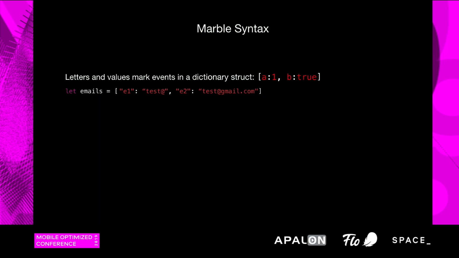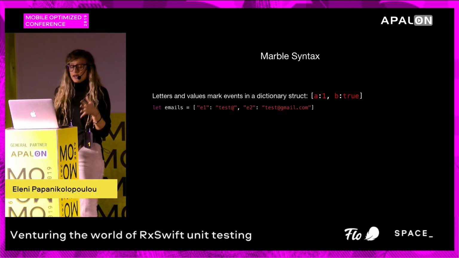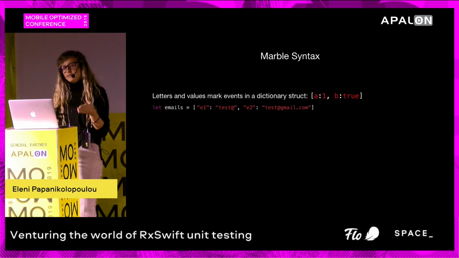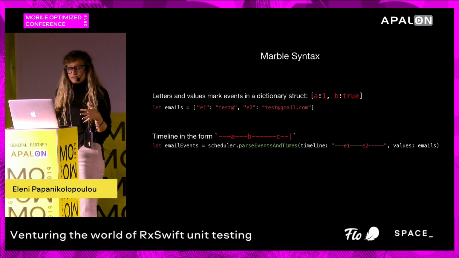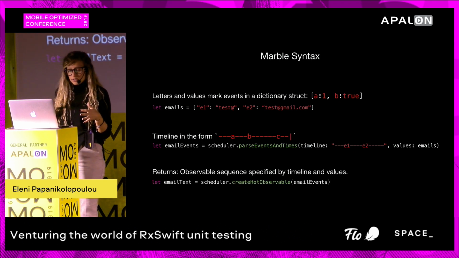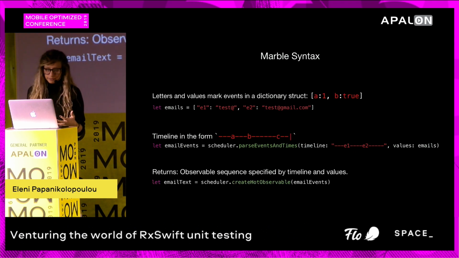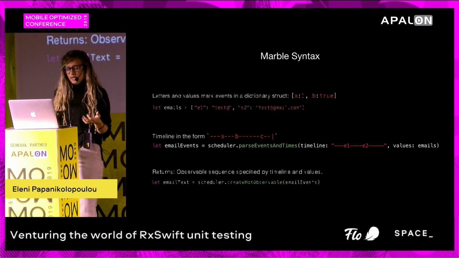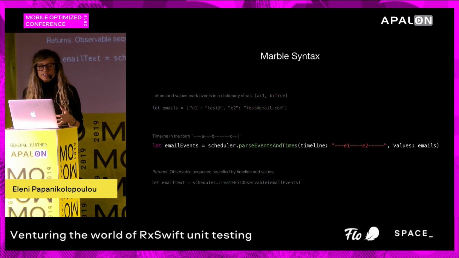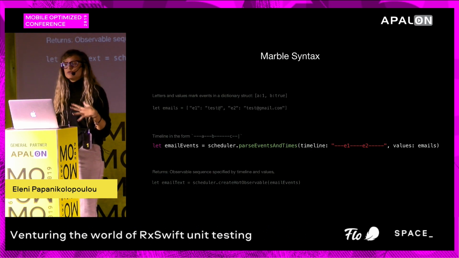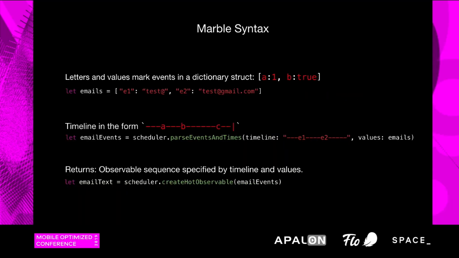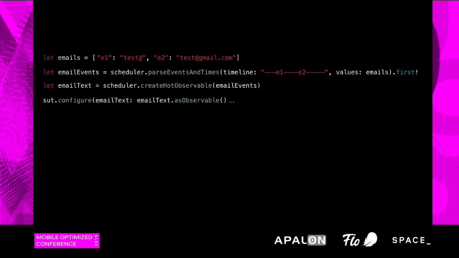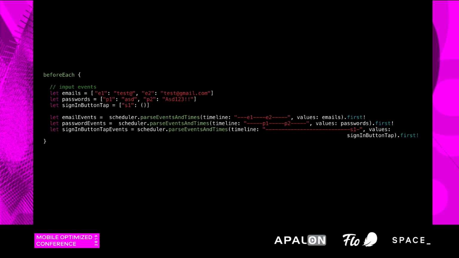So with Marble syntax, as I said to you earlier, the key is the name of the event and the value is the value of the event emitted. And this is how we specify the observable. And then we create the observable by using the scheduler. And you can see here that we use this parse events and times, which is a part of the scheduler extension. So this is how we can specify the input observable now by using Marble syntax.